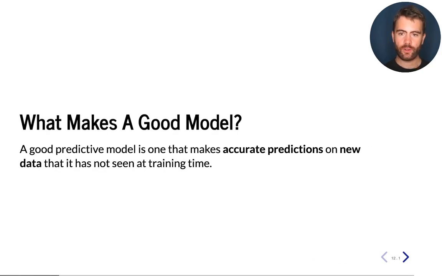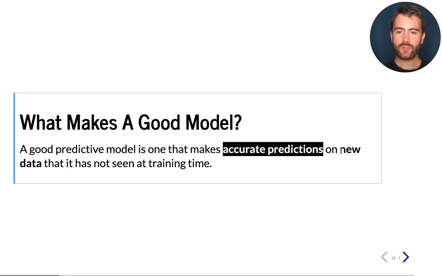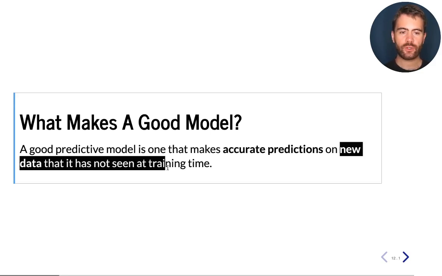And now the first question I want to start with is, what makes a good model? Suppose that we have run a supervised learning algorithm and it has outputted a predictive model. How do we tell whether it's a good model or not? Well, this model has to make accurate predictions, clearly, but also crucially, these predictions must be accurate on new data that we have not seen at training time.